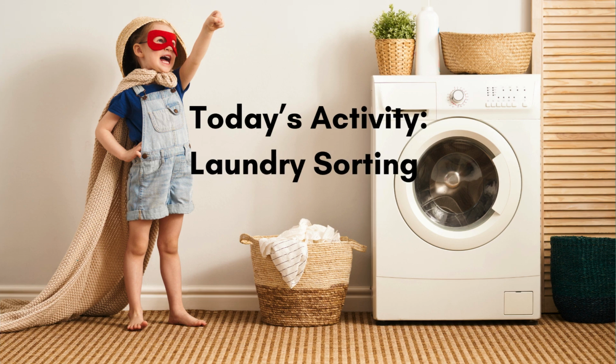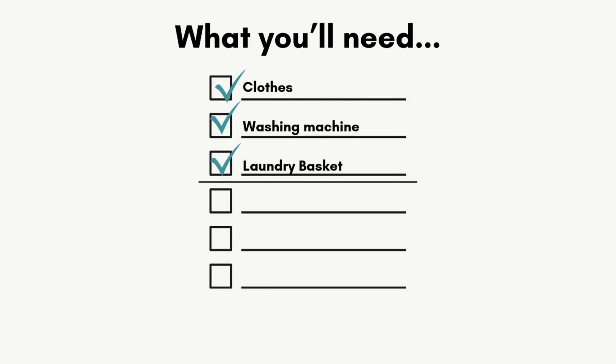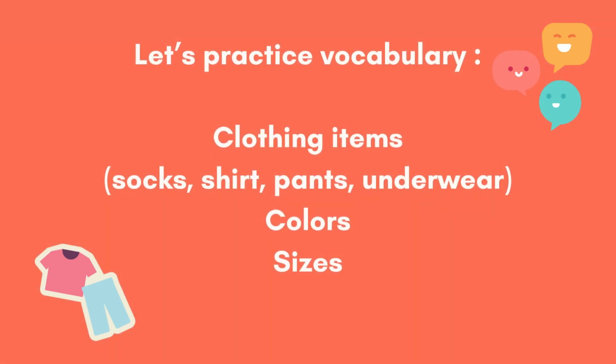Today's activity is laundry sorting. All you need is the typical things you use for doing your laundry: clothes, washing machine, laundry basket. Work on modeling and helping your child to use vocabulary around laundry, such as clothing items, colors, and sizes. For example, shirt, blue shirt, or big shirt.